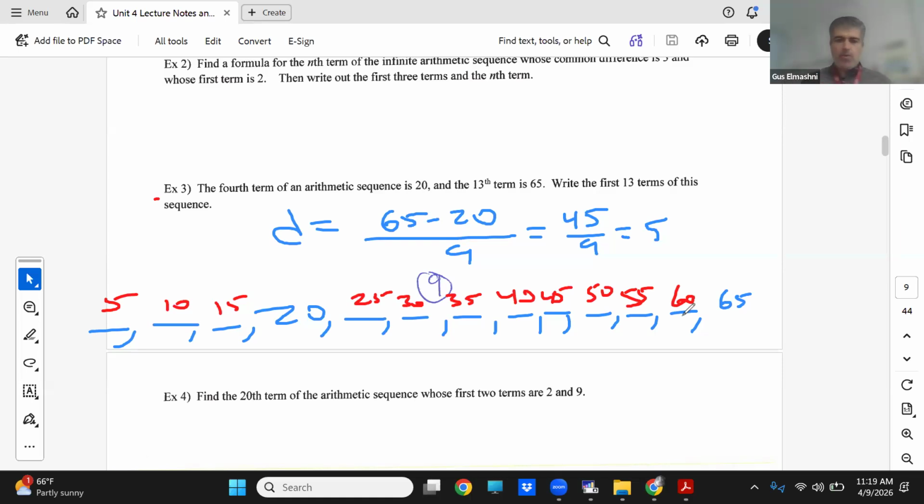Let's look at example 4. Find the 20th term. The first terms are 2 and 9. What's the common difference here? 7. And you're going to do 2 plus 20 minus 1 times 7, because after the first term, you have to apply the common difference 19 times to get to the 20th term, right? Even though you're doing 20 terms, 20th minus first term is 19 terms, like 13th minus fourth term is 9 terms, right? So 19 times 7 plus 2, you should get 135.